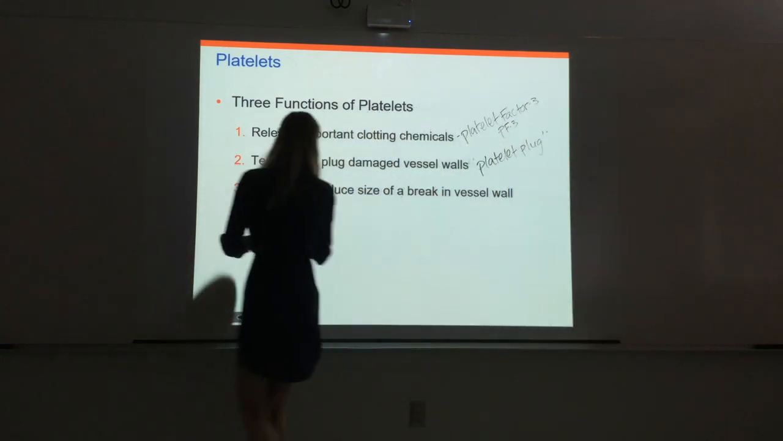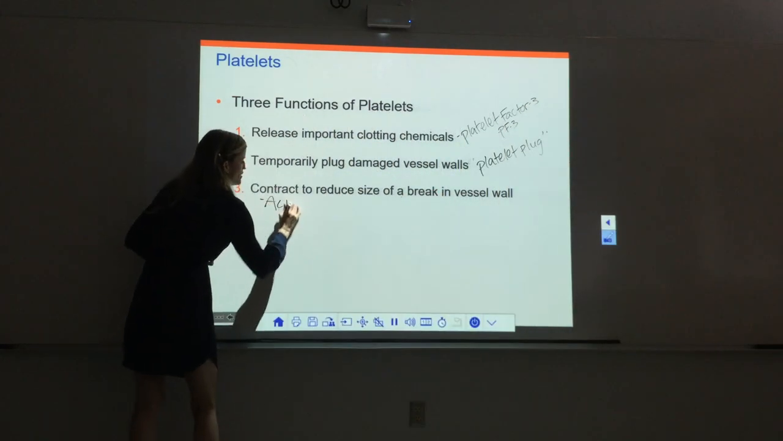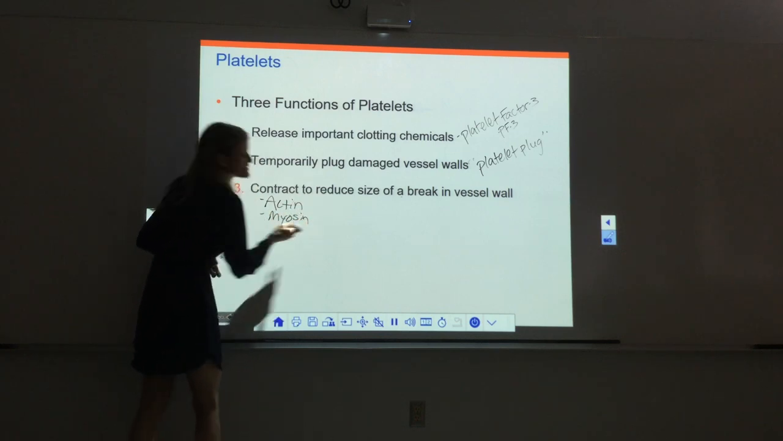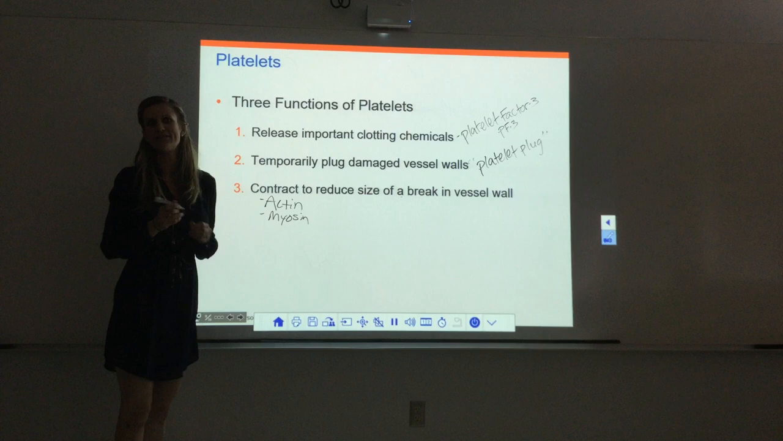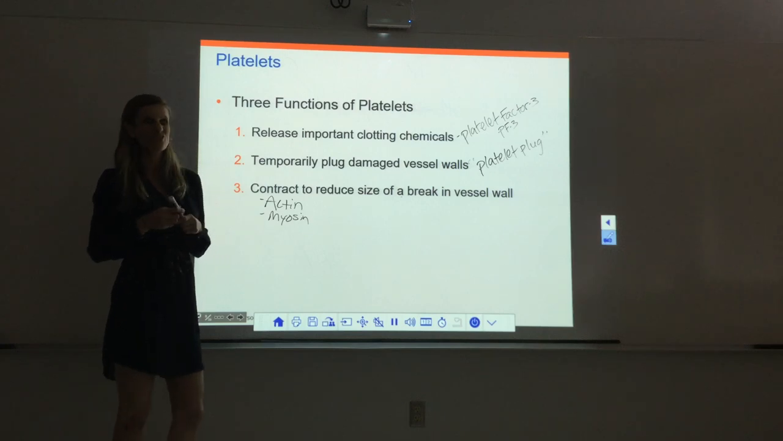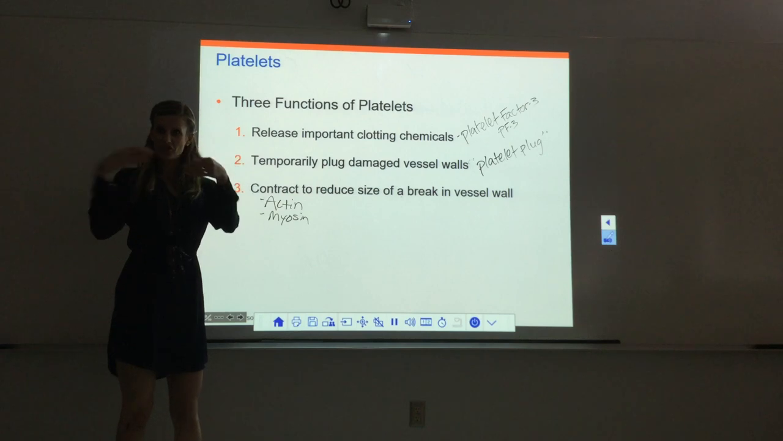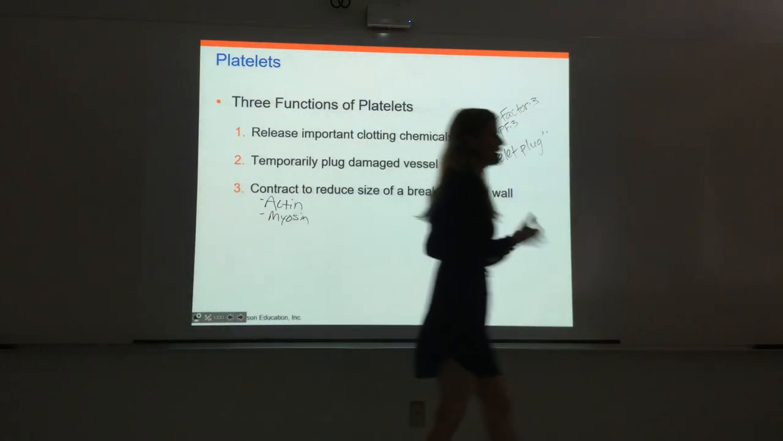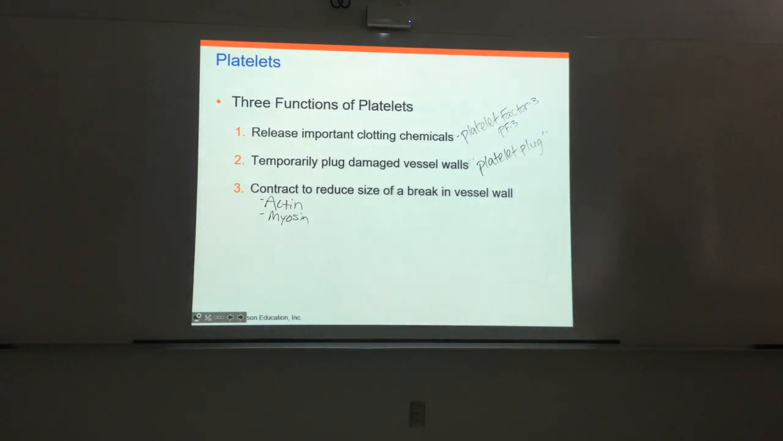When we look at platelets, they actually contain filaments of actin and filaments of myosin. Where did we see actin and myosin? Muscles. Remember, the actin and myosin interact with each other and cause contraction or shortening. So we see that happen in platelets on a much smaller level. And again, we're just trying to slow bleeding as much as we possibly can. We'll talk through the process in a lot of detail.